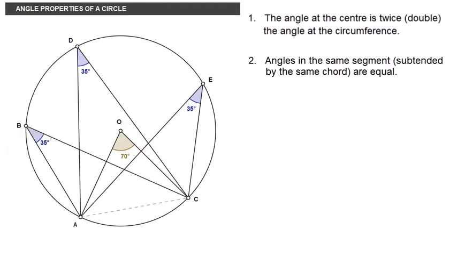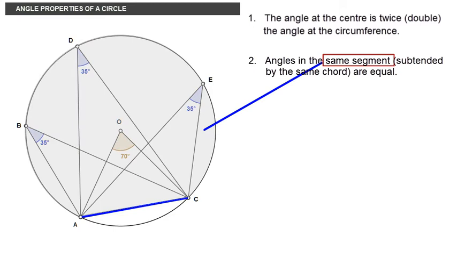The second property is an extension of the first. It states that the angles in the same segment are equal. The chord AC splits the circle into two segments, the major segment and the minor segment. The angles at the circumference at B, D, and E are subtended by the same chord AC and are in the same segment, which is the major segment.